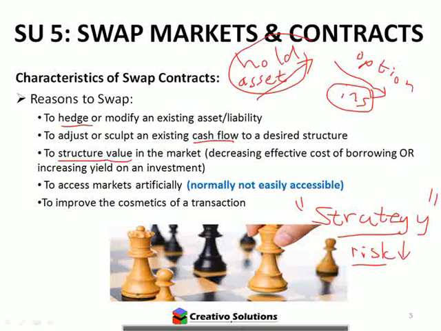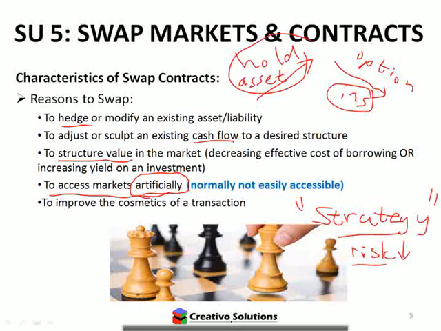We can also look at structuring value in the market. We can look at accessing markets artificially. Before, you might not have been able to secure a very favorable floating rate, but now, just because the bank won't give me a favorable floating rate, I'll find an institution that will. They would probably have a better relationship with the bank. So for an institution to get favorable rates with the bank would be easier than for an individual or a smaller company. So a smaller company could enter into a swap agreement with a larger company.